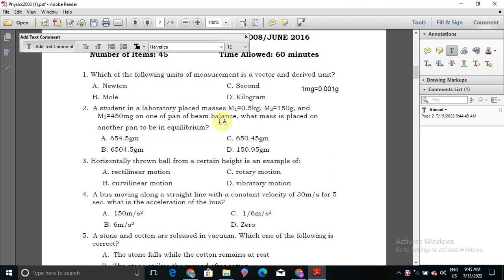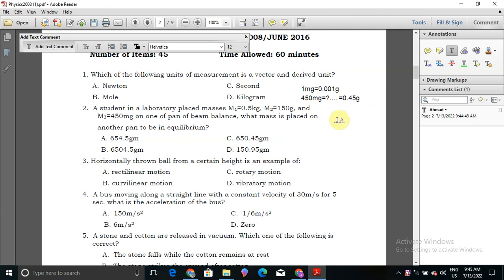Now we have 450 milligram is equal to, we don't know. So we cancel milligram with milligram. Then when we crisscross, it will be 0.001 gram times 450. So at the end, the answer will be 0.45 gram.